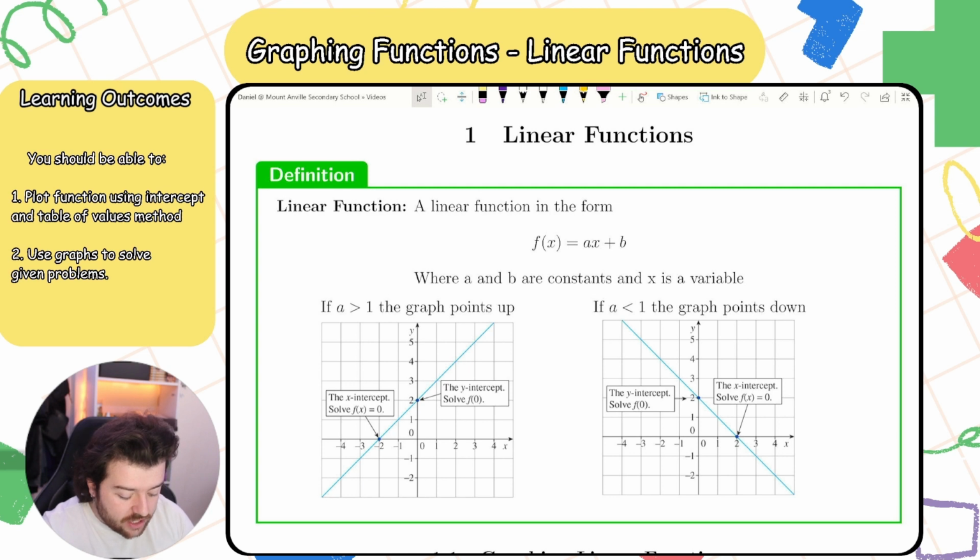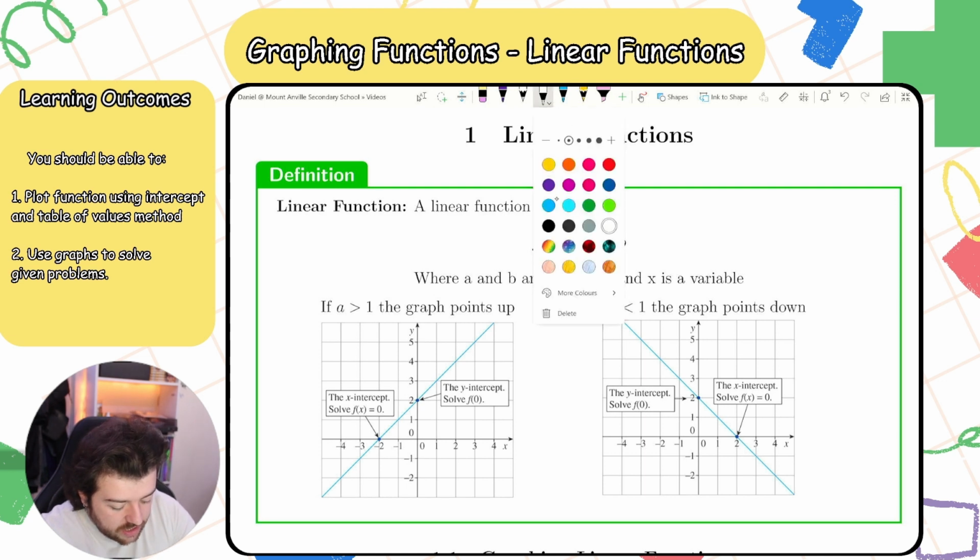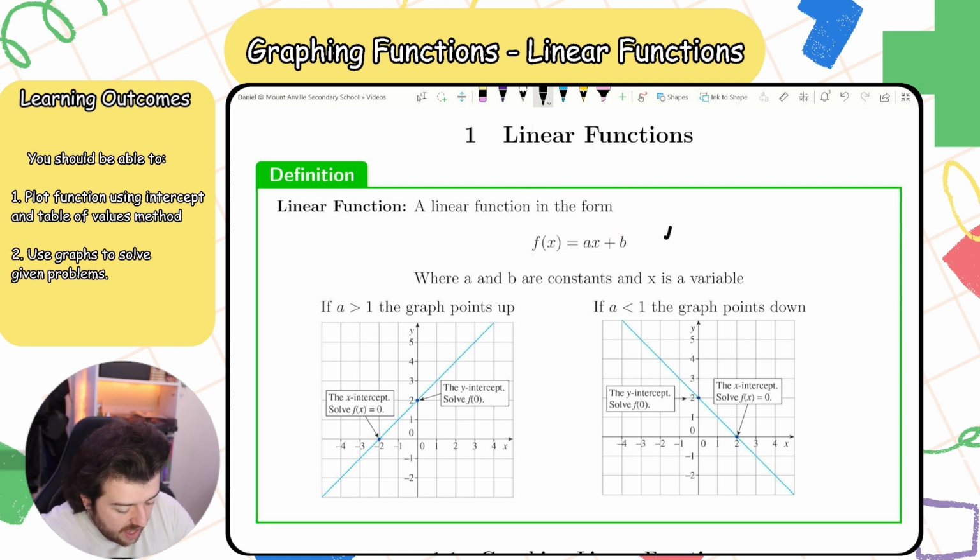So a linear function is in the form f(x) = ax + b. Does this look familiar to you? It should, because this just looks like mx + c. So that looks like my equation of a line. That's because it is a line, where a and b are constants and x is my variable.